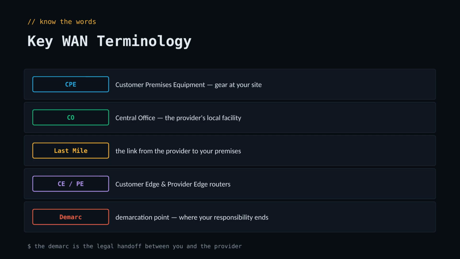Before we go further, let's lock in the vocabulary you'll hear constantly on the job. CPE is your gear, the router or modem sitting at your site. The CO, or central office, is the provider's local facility where your circuit terminates on their end. The last mile is the final stretch of cable connecting the two. CE and PE are just the routers on each side of that handoff, customer edge and provider edge. And the demarc is the line in the sand. It's where your responsibility ends and theirs begins. That last one matters because when something breaks, the demarc decides who picks up the phone.